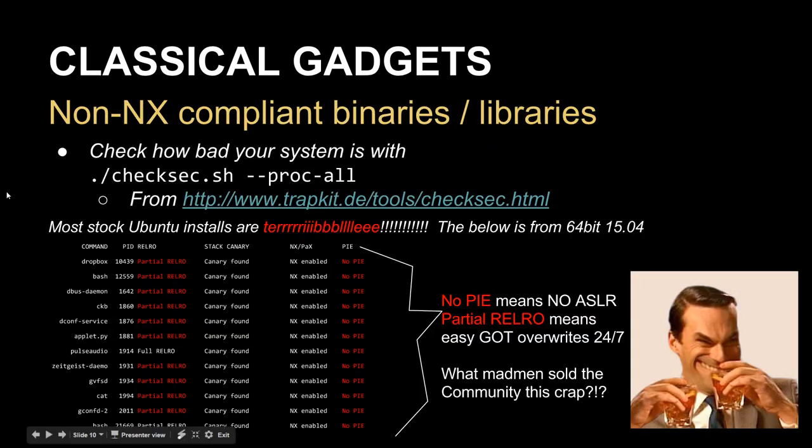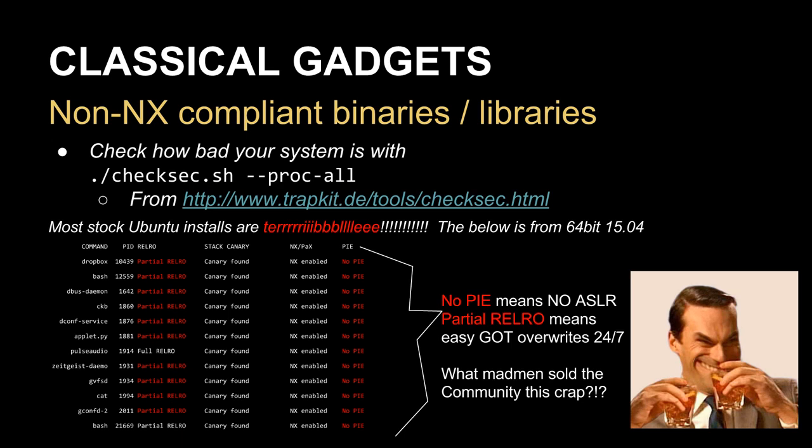Finally, the last category for classical gadgets are simply binaries and libraries that are compiled without NX support. In other words, the binary allows every memory space to be readable, writable, and executable, which makes it a great place to put your shellcode and find gadgets and everything else. You can check how bad your system is about this with the checksec tool from trapkit.de.